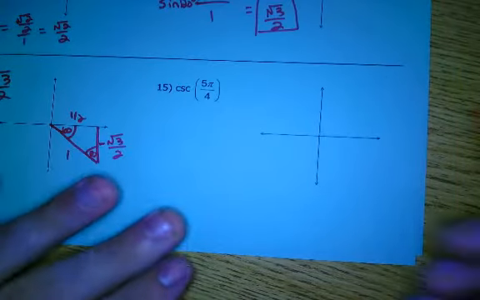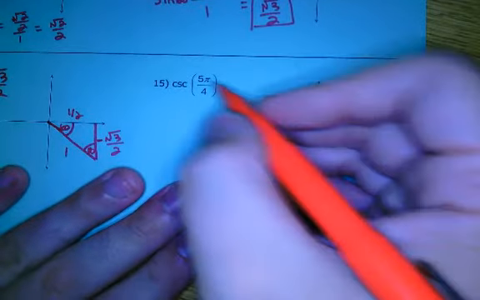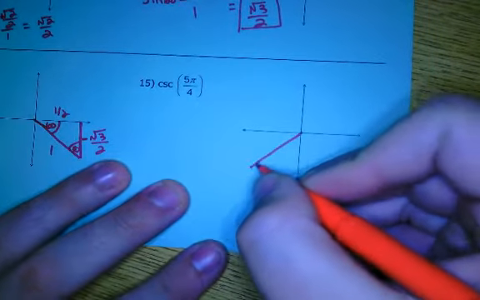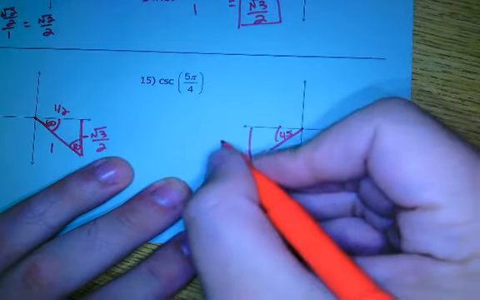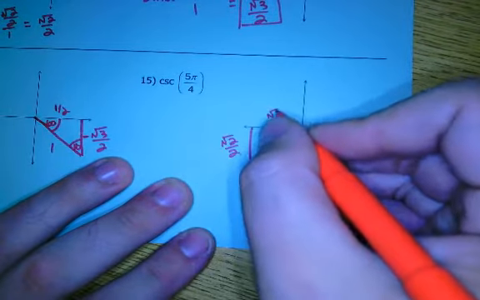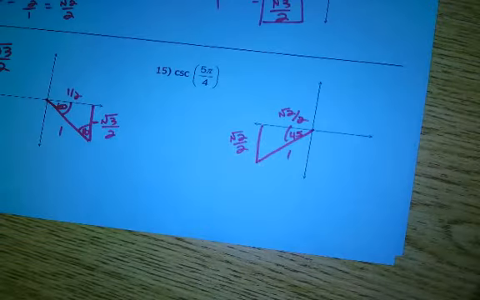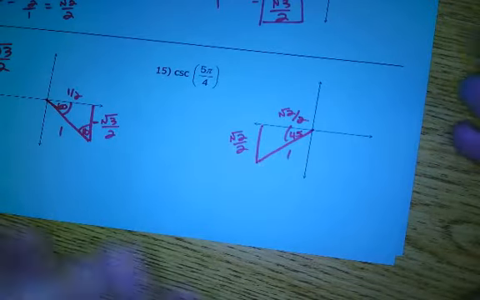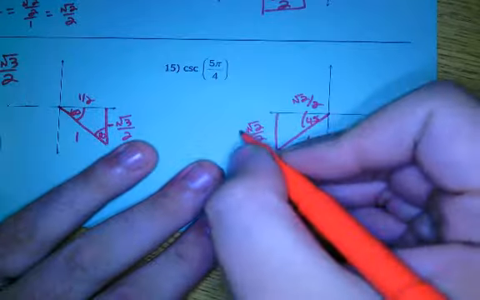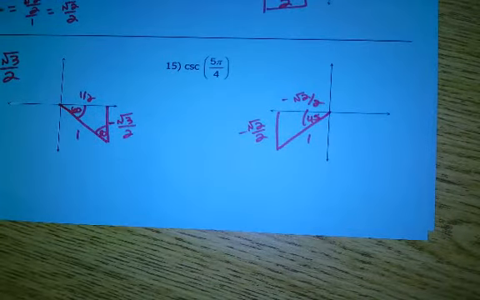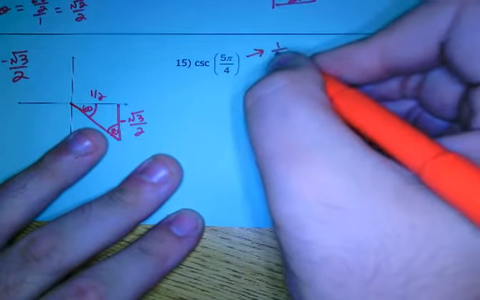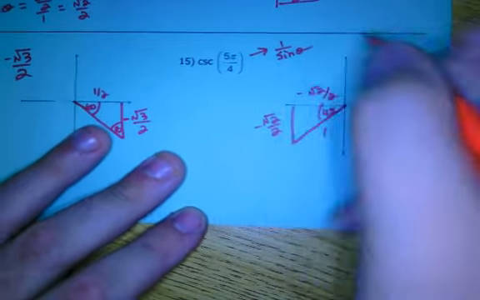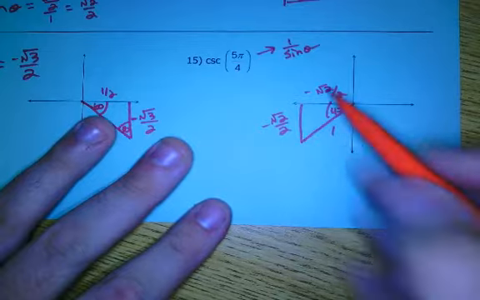For cosecant, you're going to draw, this is going to be in quadrant 3. This is a 45, so it's going to be 1, root 2 over 2, root 2 over 2. You just need to memorize these two different triangles, and then you're pretty much good to go. You can always draw everything. These are both negative, because it's in the 3rd quadrant. Cosecant is related to 1 over sine. So find what sine is, and then flip it over.